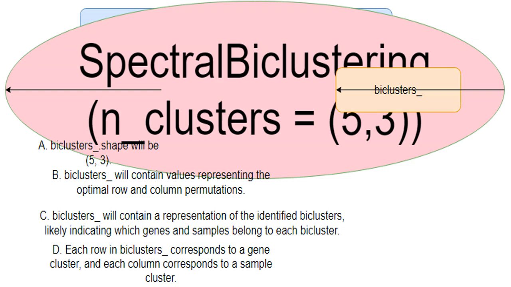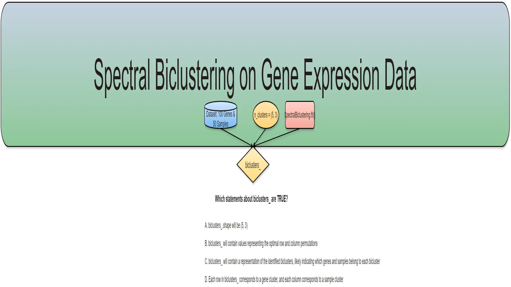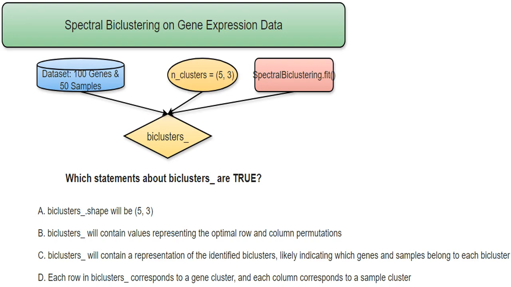It's not that simple. I'm analyzing gene expression data using a technique called SpectralBiclustering. This method helps me find groups of genes and samples that behave similarly. My data includes information on 100 genes and their expression levels in 50 different samples. Think of it as a 100 by 50 matrix.